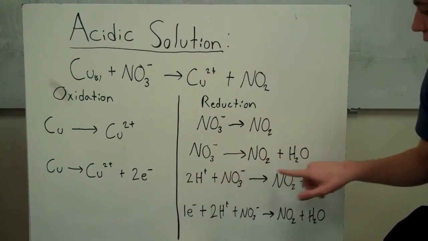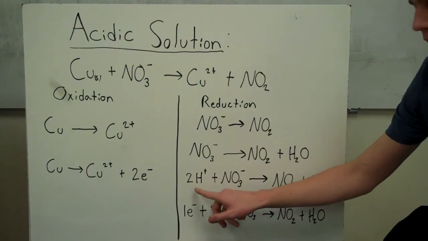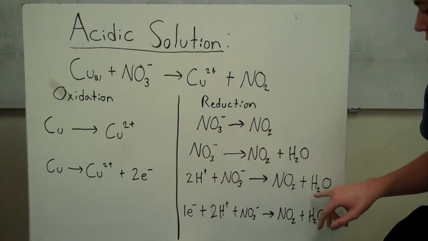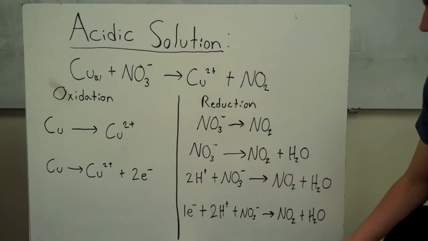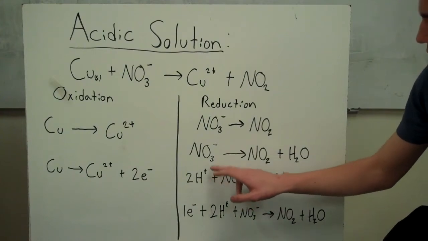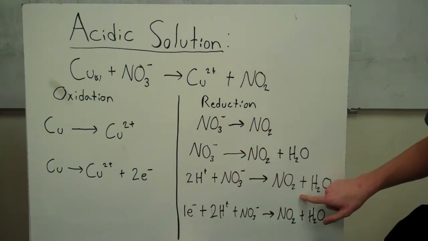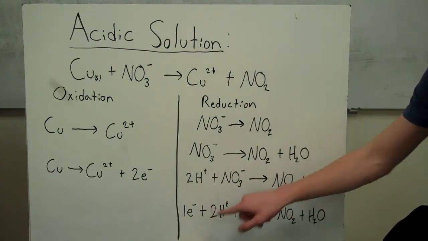Now we have to balance out the hydrogens. To do this, you add hydrogen ions. Not hydrogen gas, but hydrogen ions. So you have 2 hydrogen over here, so you need 2 hydrogen ions over here. But if we look, we have an overall charge of 1 plus on this side and an overall charge of 0 on this side. So to account for this, you have to add 1 electron to this side.